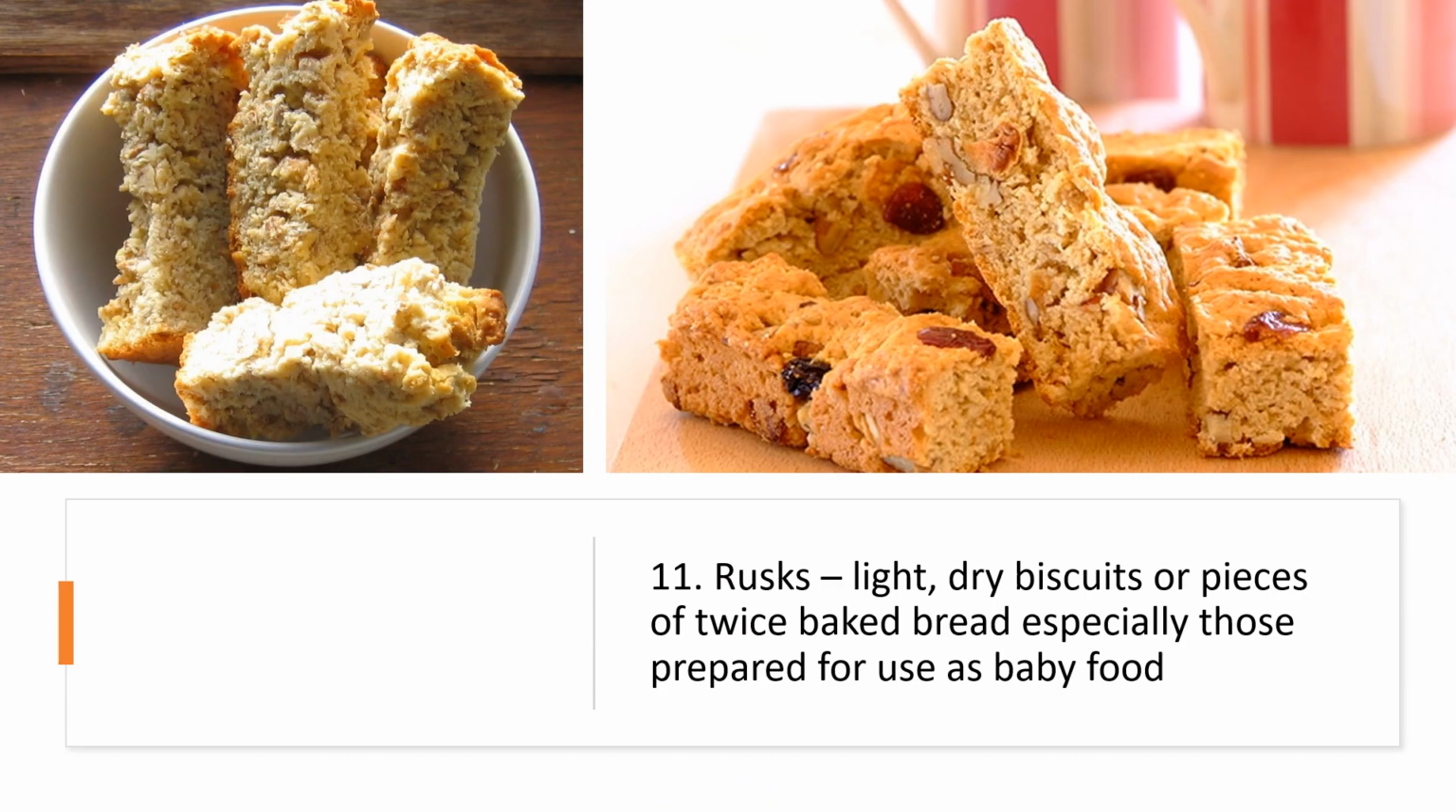Ang rusk naman ay familiar or similar sa toasted bread. Ito yung binibigay natin doon sa mga bata kapag nagsisimula na silang tubuan ng ipin. Yung kanilang mga gums parang makati or masakit kaya gusto nila lagi silang may kinakagat. So ano ba yung rusk? They are light, dry biscuits or pieces of twice-baked bread, especially those prepared for use as baby food.